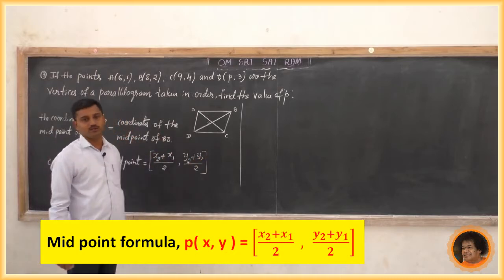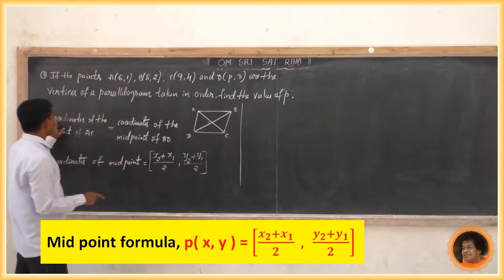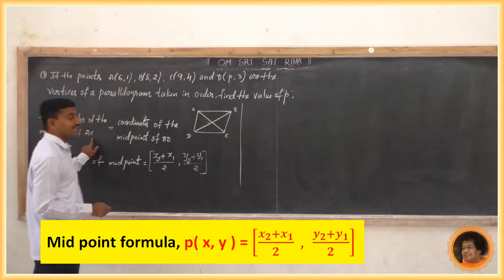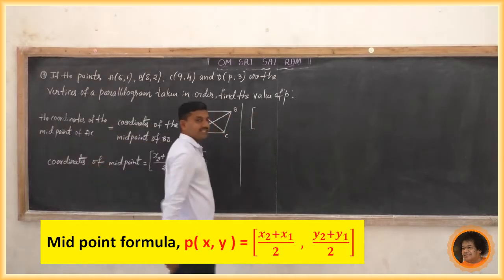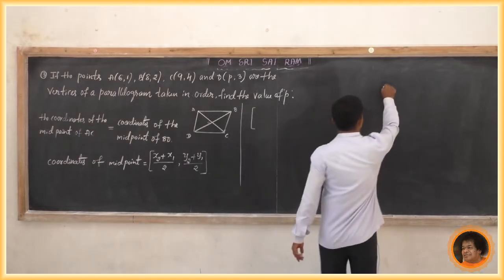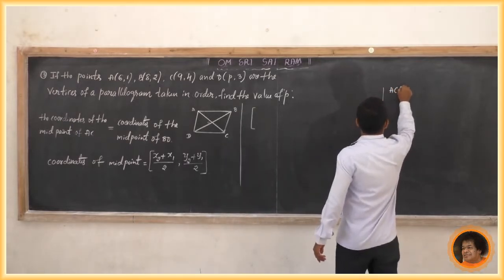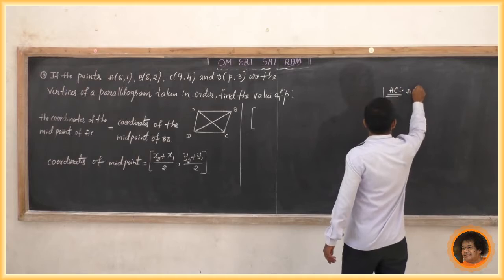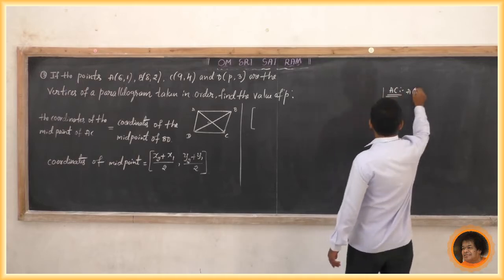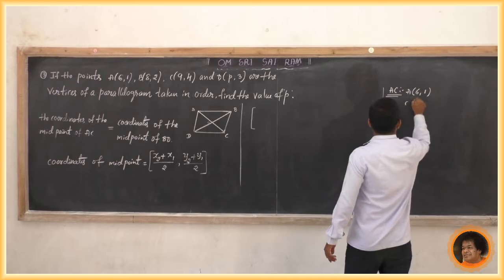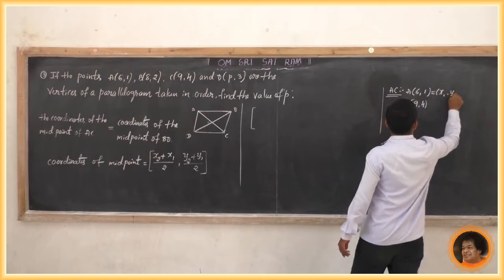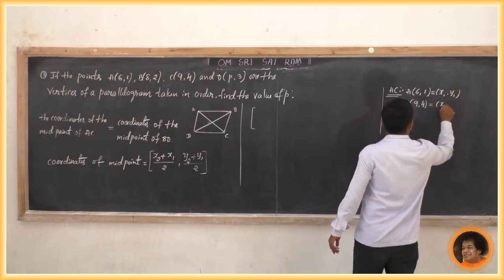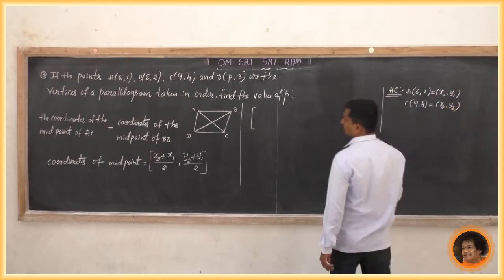So this is the midpoint formula. First, find the coordinates of the midpoint of AC. How to find the coordinates of the midpoint of AC? Here, first AC. The coordinates of point A are 6, 1, and the coordinates of point C are 9, 4. Let us consider the first point x1, y1 and the second point x2, y2, for AC.